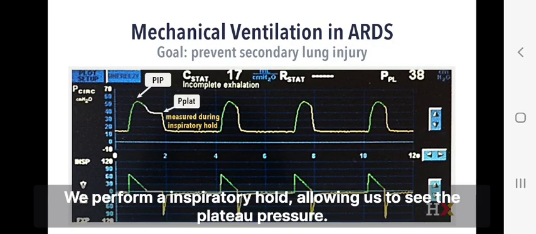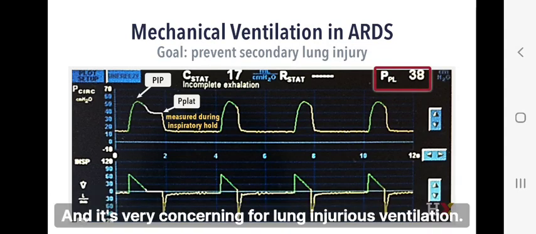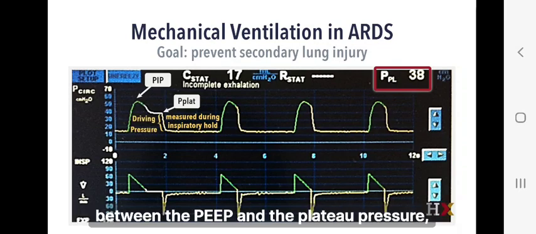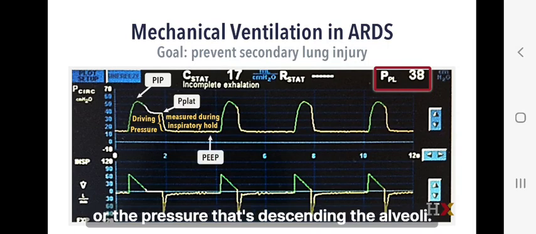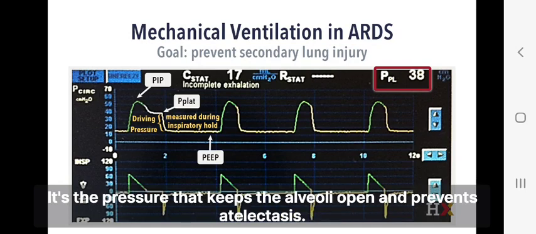We perform an inspiratory hold, allowing us to see the plateau pressure. In this example, as we saw in the prior video, the plateau pressure is 38. This pressure is extremely high, and it's very concerning for lung injurious ventilation. The driving pressure is illustrated here as the change between the PEEP and the plateau pressure, or that pressure that's distending the alveoli. The PEEP is the baseline pressure, the positive end expiratory pressure. It's the pressure that keeps the alveoli open and prevents atelectasis.